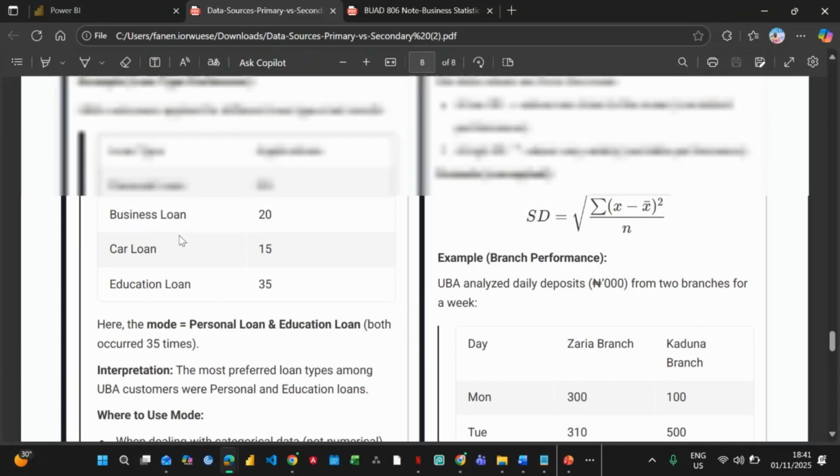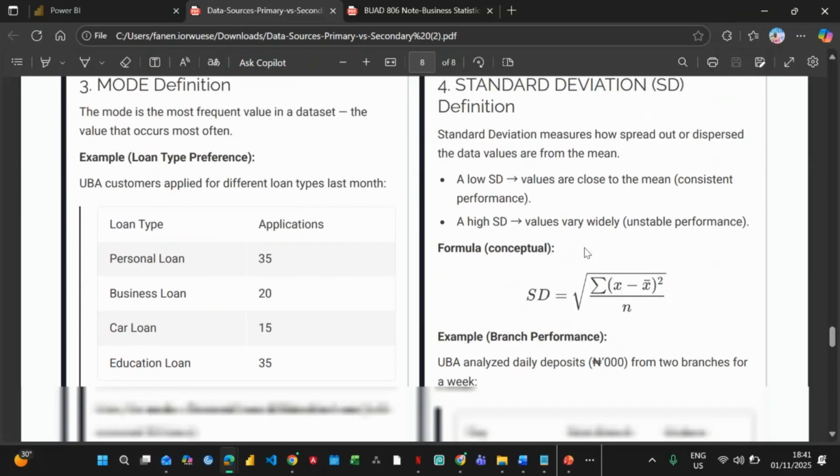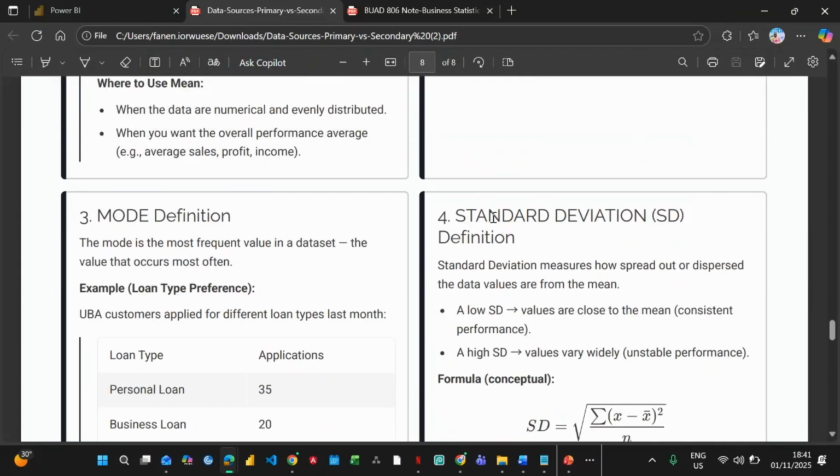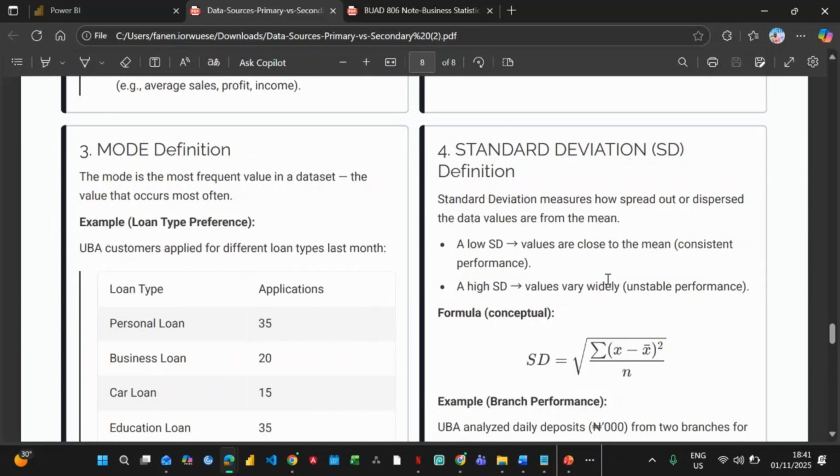So that's just it. The last one that I will talk about is the standard deviation. The standard deviation measures how spread out your data is, how dispersed the data values are from the mean.